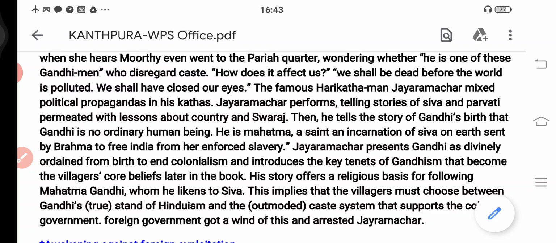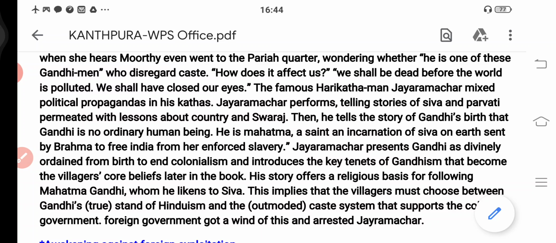So Mahatma Gandhi took birth as an incarnation of Shiva to free India from slavery. This propaganda, Jai Ramachar used to mix into his stories, his tales of gods and goddesses. Jai Ramachar presents Gandhi as divinely ordained from birth to end colonialism. He was sent on this earth by Brahma himself to end colonialism, and he introduces the key tenets of Gandhism that became the villagers' core beliefs later in the book.